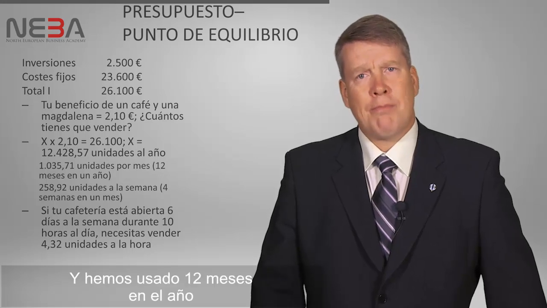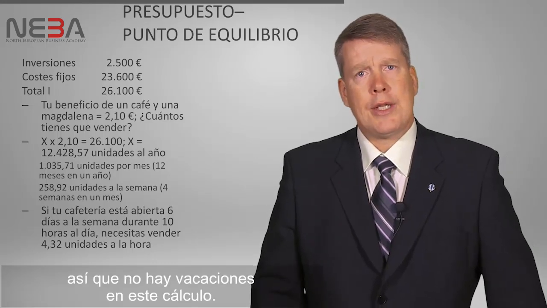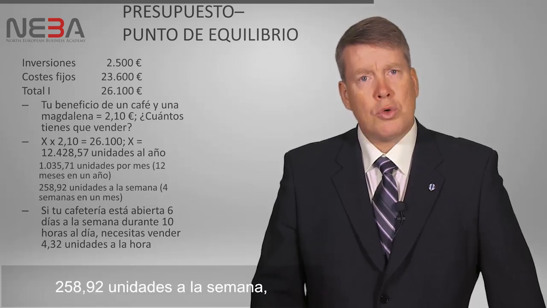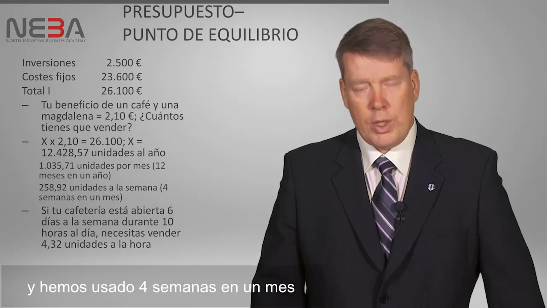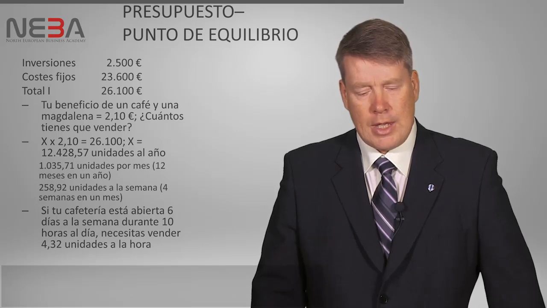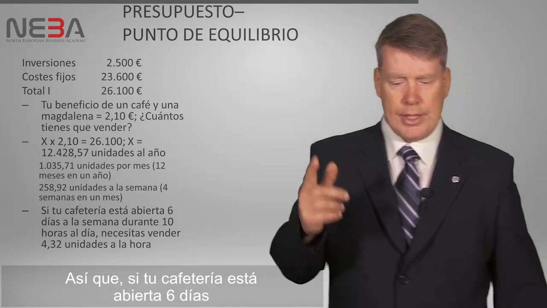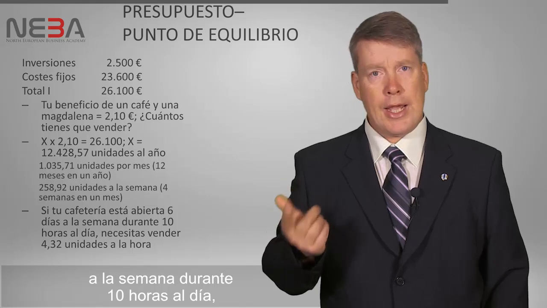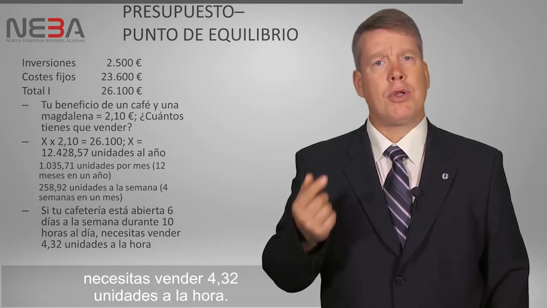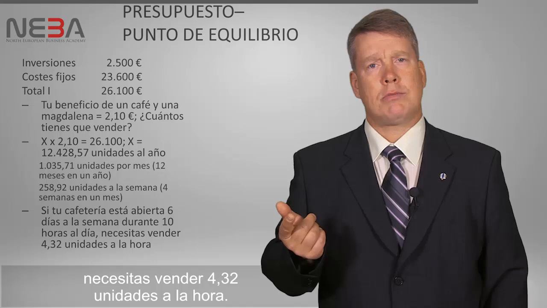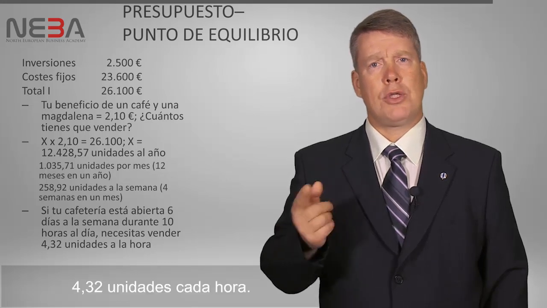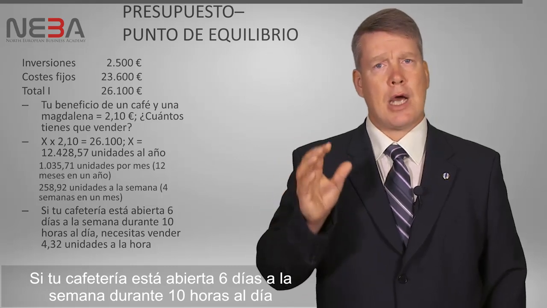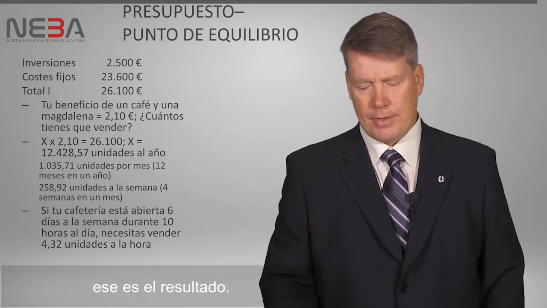We have used 12 months in the year, so no holidays in this calculation. That is 258.92 units per week, and we have used 4 weeks in a month. So, if your coffee shop is open 6 days a week, 10 hours a day, you need to sell 4.32 units every hour. That is the outcome for you.